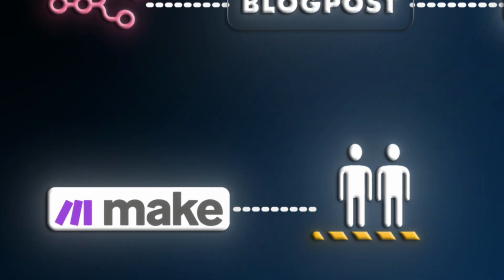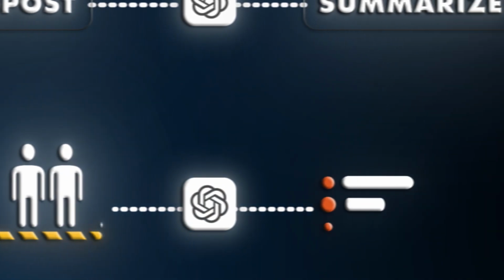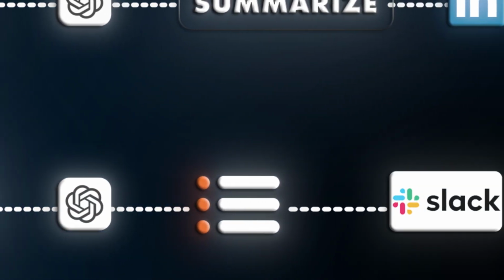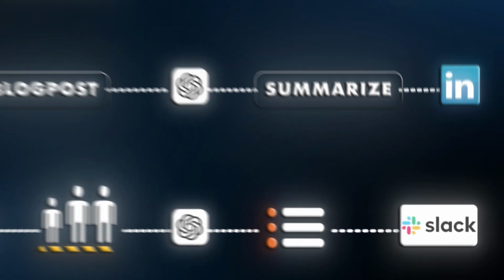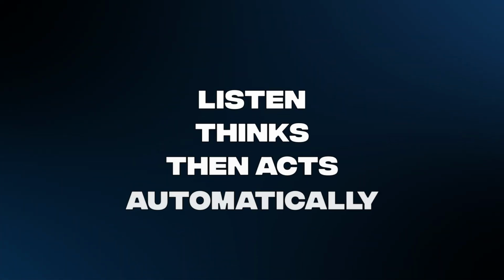Make.com scrapes customer feedback, ChatGPT turns it into bullet points, Slack messages the team, and then they respond to the customer feedback or action the customer feedback in some intelligent way. That's an AI agent. It listens, thinks, and then acts automatically.